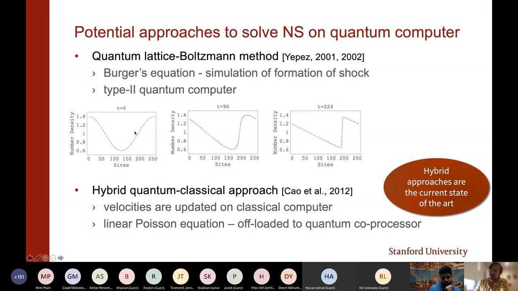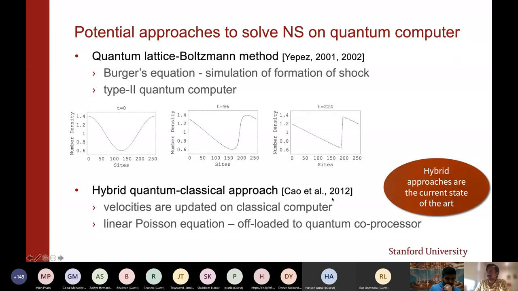So if you have a smooth profile, because of the nonlinear term that I was showing before, highlighting why it's very complex to model, we can see that it results in automatic sharpening, or self-sharpening, and we'll have these discontinuities on the grid, which is hard to resolve. They simulated this problem in 1D using a type 2 quantum computer. So a type 2 quantum computer is basically a universal gate-based quantum computer, but with a small number of qubits, say 2, 3, or 4 qubits, all connected using classical communication channels. So it's basically like a supercomputer where each node, instead of a CPU, is a quantum computer.